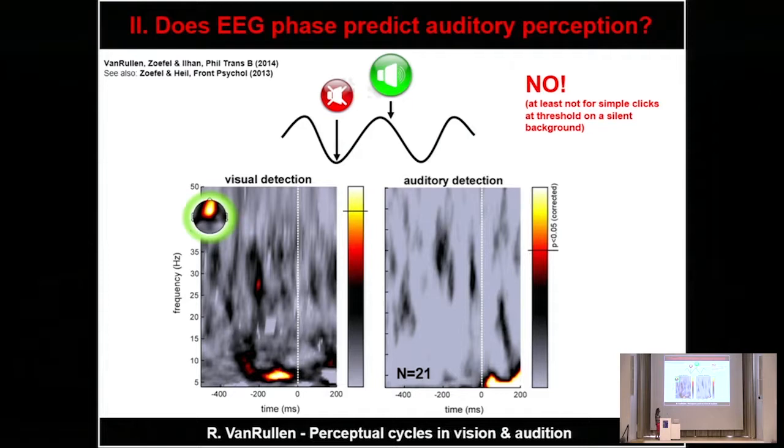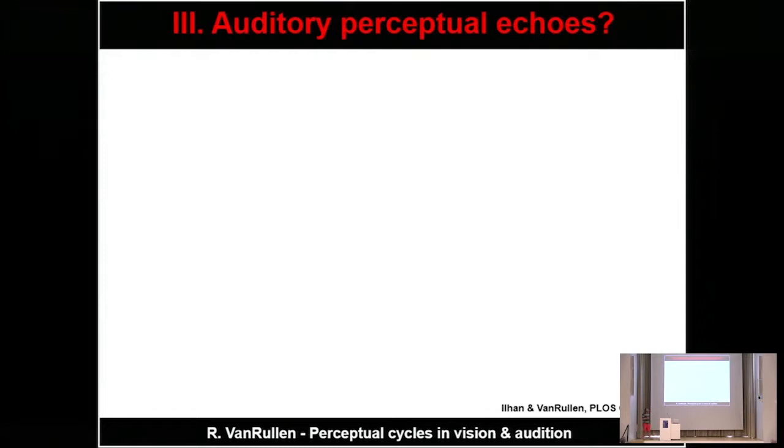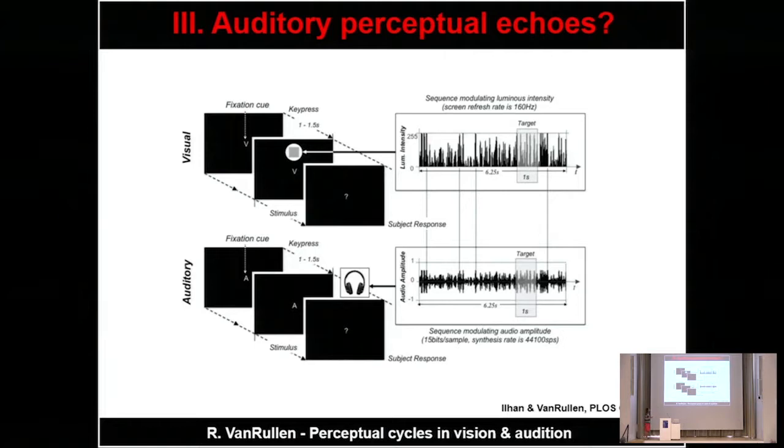All right, so let's move on to the other paradigm, the perceptual echoes. Can we at least find perceptual echoes in audition? So to test this, we took a different group of subjects and we tried to map on exactly the same subject so that things would be comparable, the visual impulse response function and the auditory impulse response function.